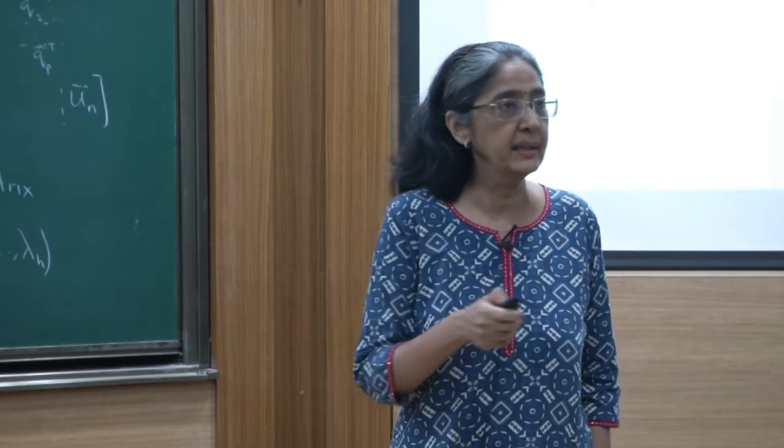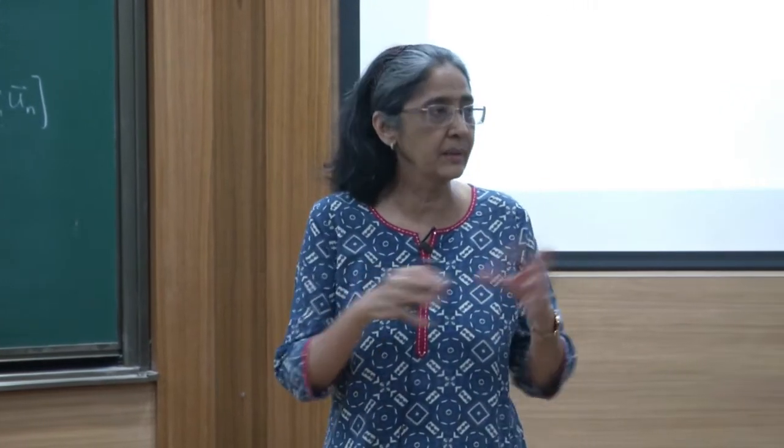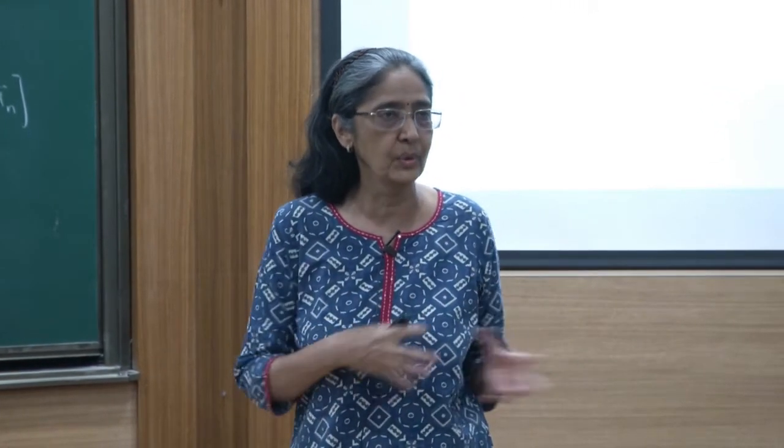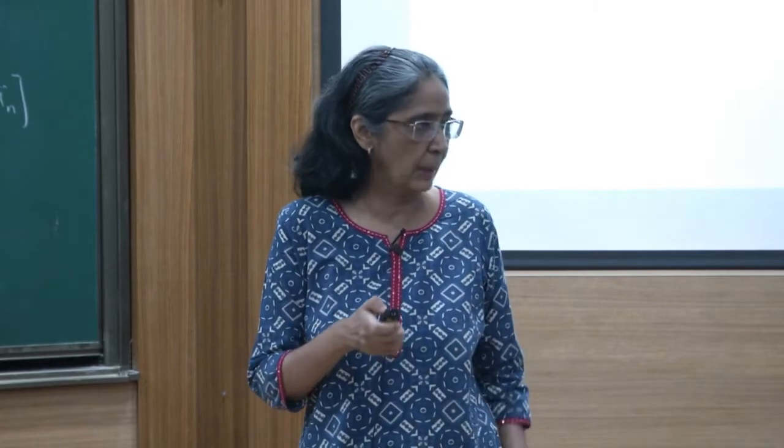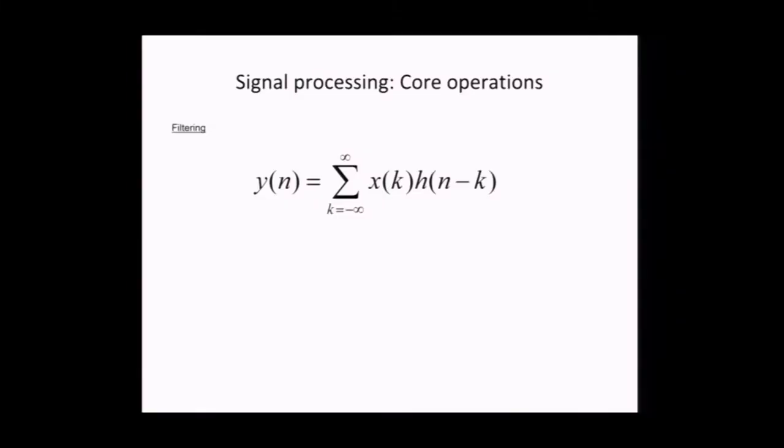And what is filtering in digital processing? In analog, we know we can build a filter out of resistor, capacitor, and those components. But digitally, how to implement a filter is by doing this operation known as convolution. Correct? Although this says minus infinity to infinity, in practice, this is going to be a finite duration filter.